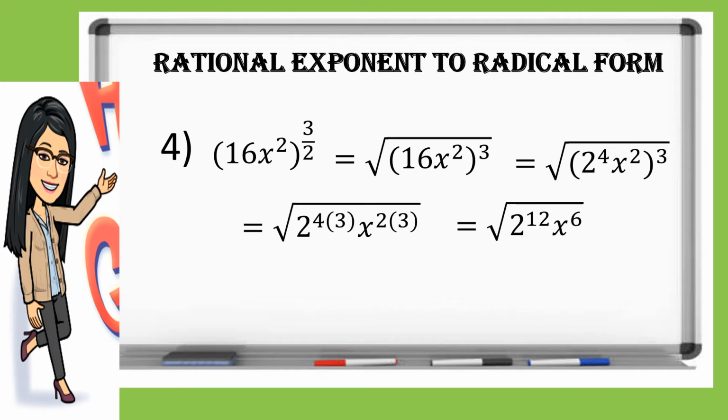Then observe that exponents 12 and 6 are divisible by the index, which is 2. So we will arrive at 2 raised to 12 divided by 2, which is 2 raised to 6, and x raised to 6 divided by 2, which is x cubed. And finally, 2 raised to 6 is simplified by multiplying 2 six times. So 64x cubed is our final answer.